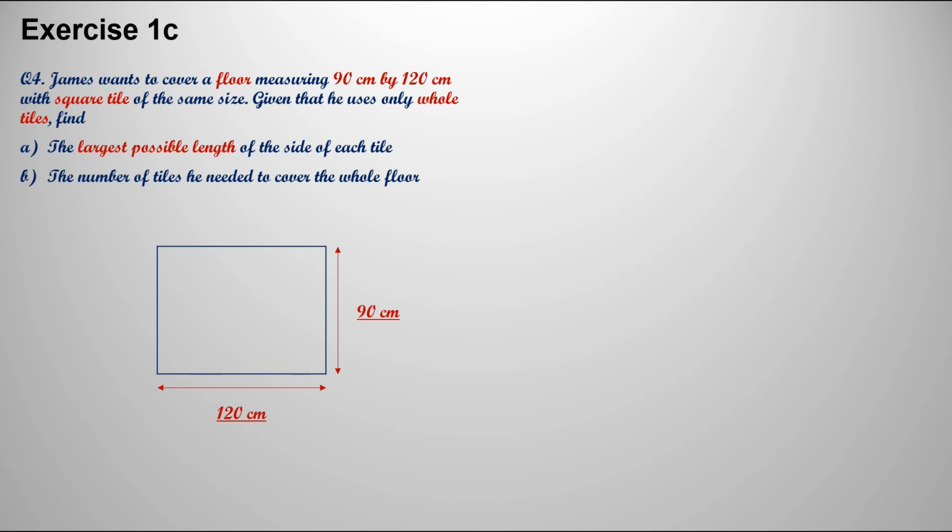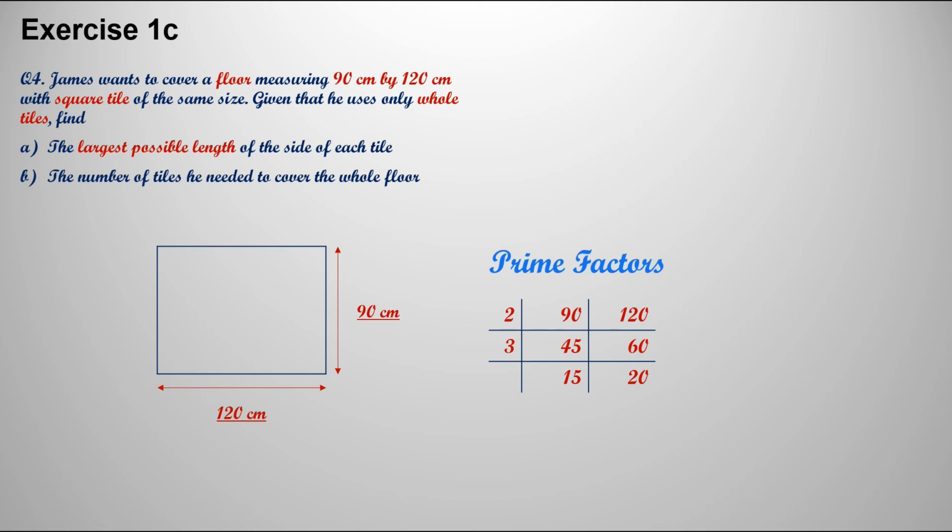We are going to use the prime factor method by division. Let's put 90 and 120. We divide that by 2. The answer is 45 and 60. We divide that by 3. The answer is 15 and 20. You divide that by 5. The answer is 5 and 4. No common factor after that. So we multiply 2, 3, and 5, and we have 30 centimeters.